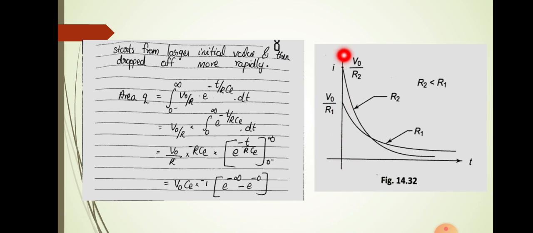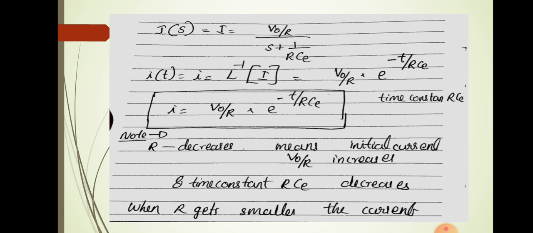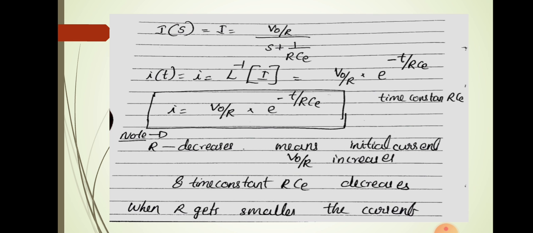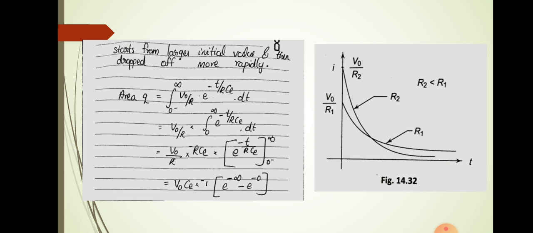That means the current will look like an impulse function starting from this point, and it will increase like this. So that is our assumption when resistance is 0 in the case of a capacitor circuit which is connected through a switch. When the resistance is 0, the current will look like an impulse function. That is the point.